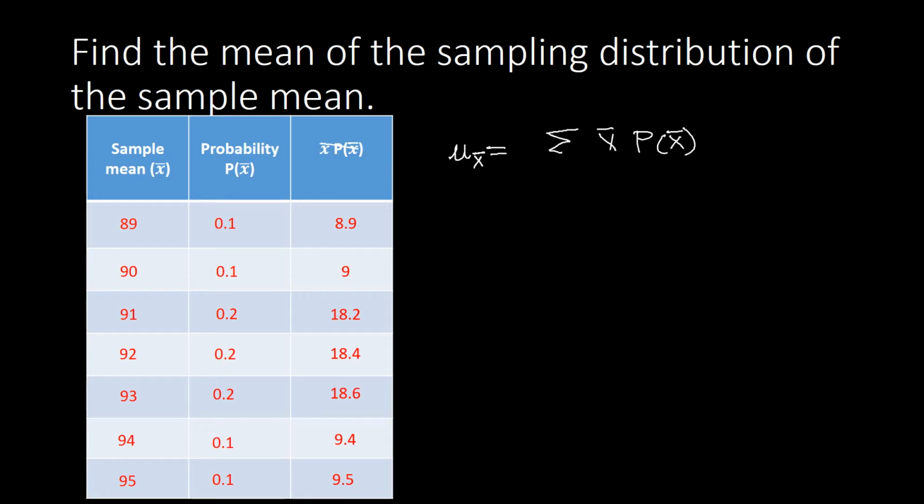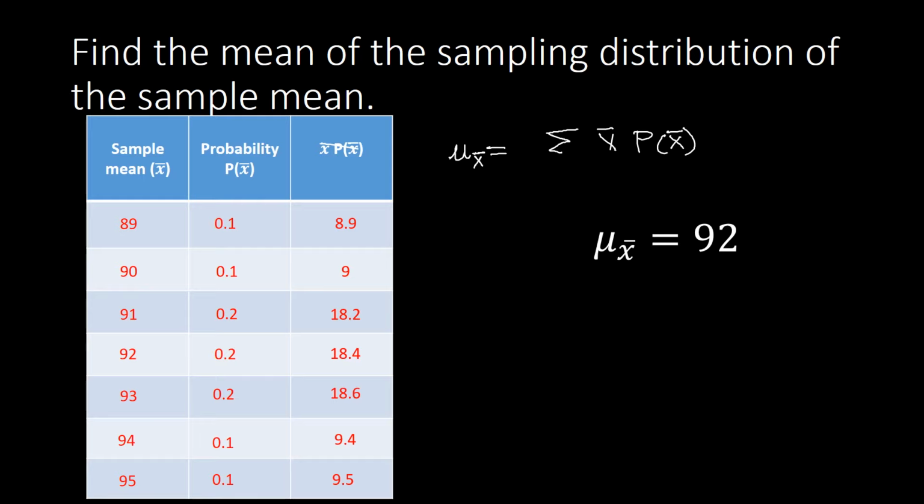Now, after that one, you will be adding everything under this column, the one that you've added. So you will be adding that up, and that will be automatically the mean. So adding 8.9 plus 9, 18 plus 18.2 plus 18.4 plus 18.6 plus 9.4 plus 9.5, that will be equal to 92, which is our mean of the sampling distribution of the sample mean. So that is how you get your mean.